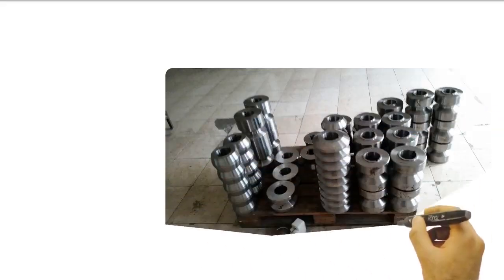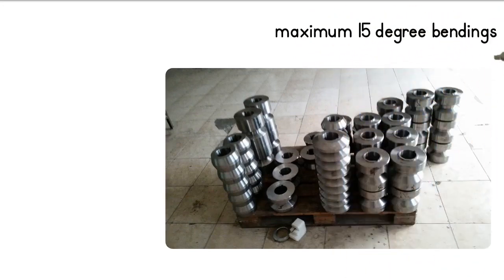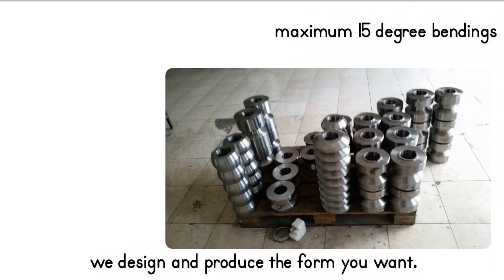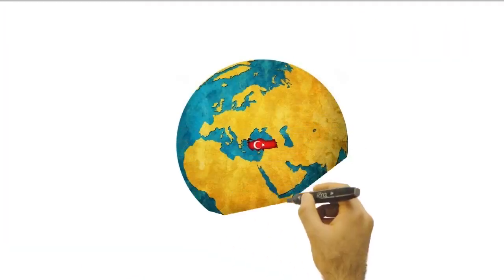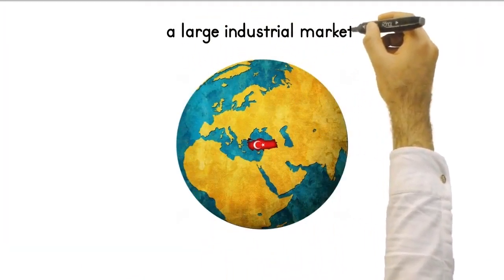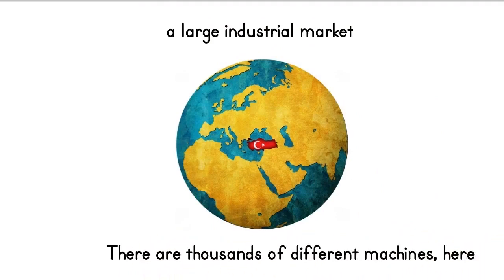Rolled sheets can be bent at a maximum of 15 degrees at each station. Based on this important criterion, we design and produce the form you want. Or, as a second option, we find second-hand machines from the Turkish market and present them to you.